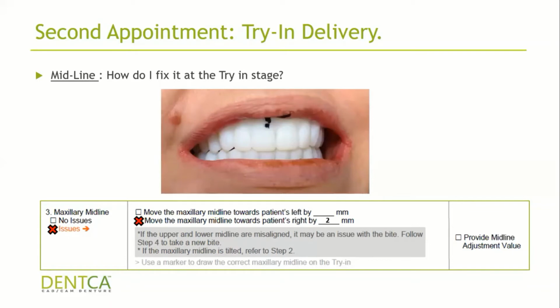So for example, you want to reduce overjet by 1 millimeter, or you want to reduce lip support by pushing the teeth back 2 millimeters. So all you have to do is obtain a number and let us know what you want to move and in which direction.